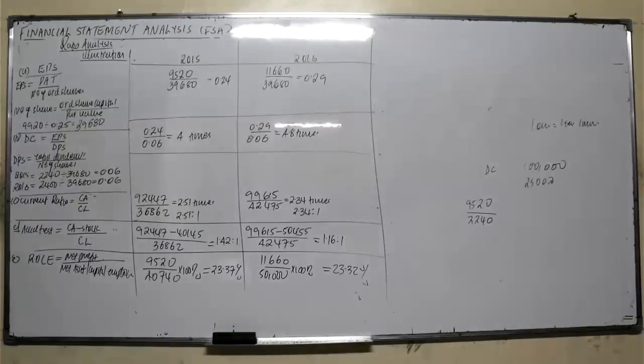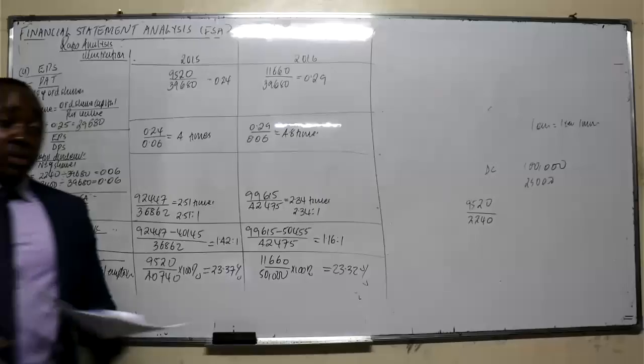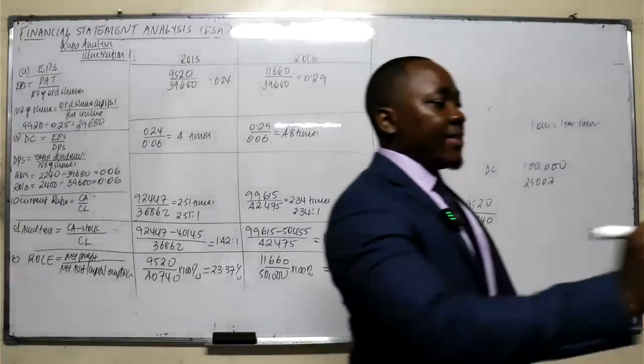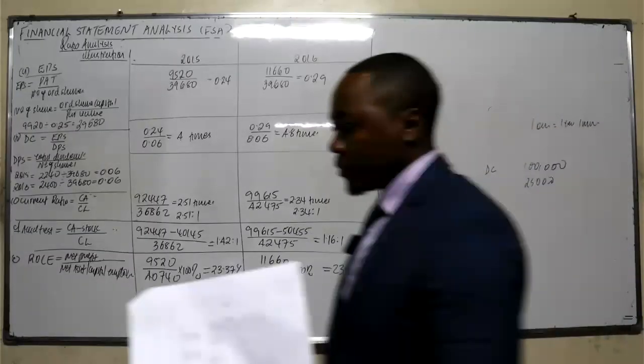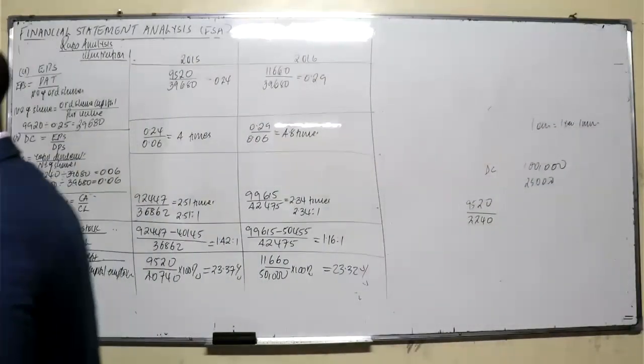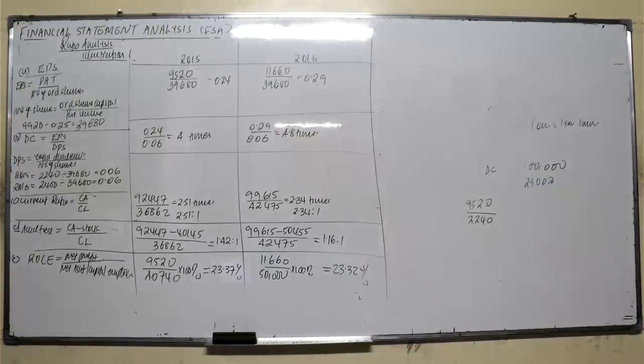So I want you to try the second illustration. Then you mark for yourself. The answer is already there. Now, there is something I want to give an adjustment there. Let's go to illustration 2, the one about Ulimwengu. The following is a summary of financial data of Ulimwengu Limited for the financial year ended 1st of December 2017 and 2018.